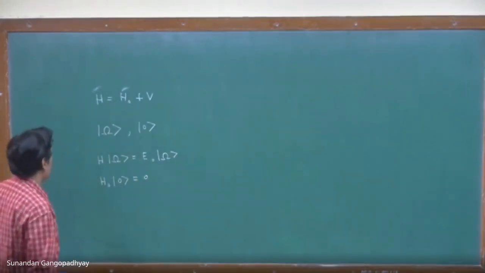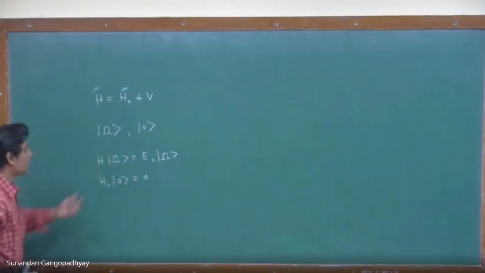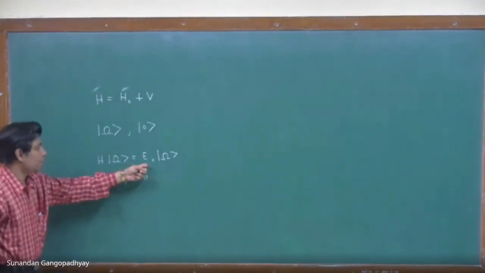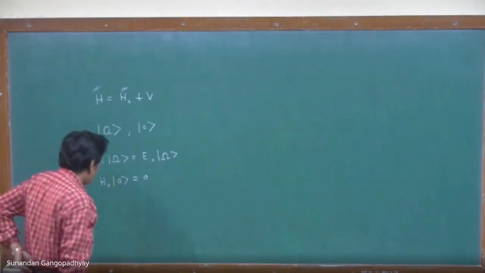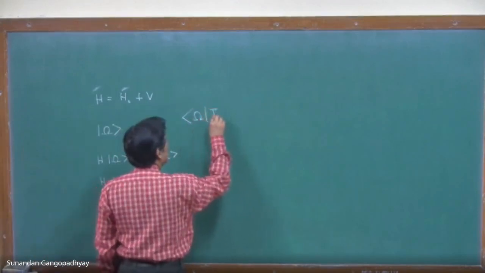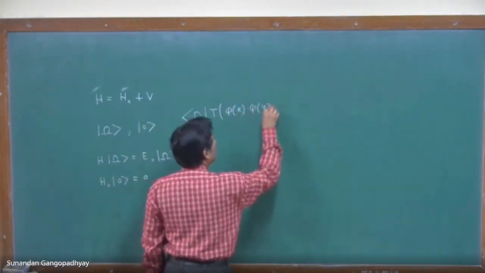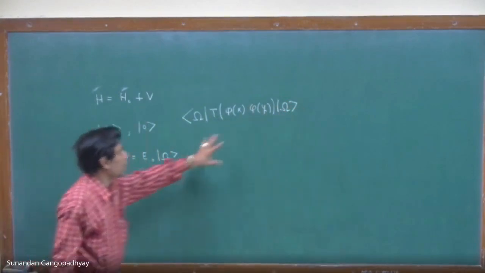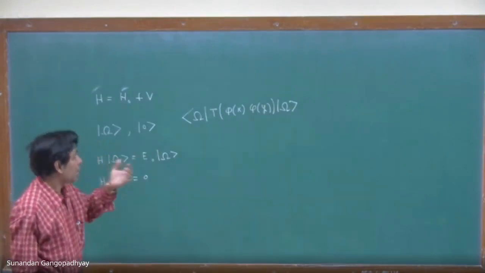And for this full interacting theory, both capital omega, the ground state of the Hamiltonian H, and the ground state energy, are very difficult to calculate. What we are interested in calculating is the following vacuum expectation value of the time ordered product of two field operators. These are field operators in the Heisenberg representation because they are time dependent operators.